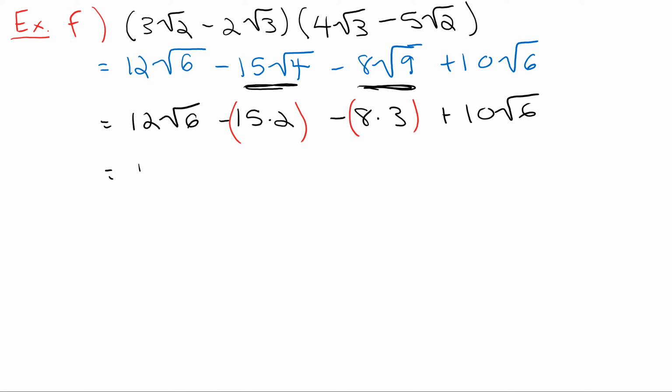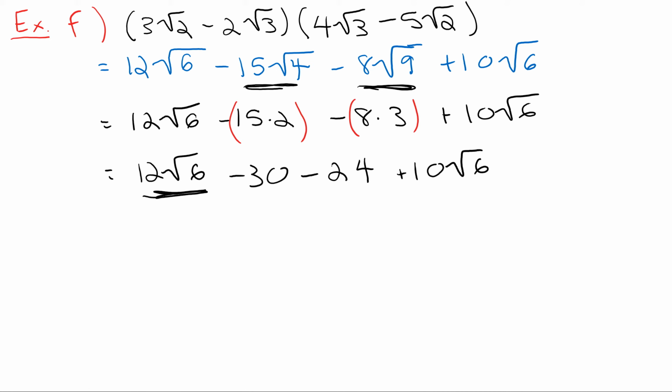Anyway, we're going to say 12 root 6 minus 30 minus 24, and then we're going to have plus 10 root 6. Well, if we look here, we can see that 12 root 6, I want to underline that in red, and 10 root 6 are like radicals. This means that we can add them together.